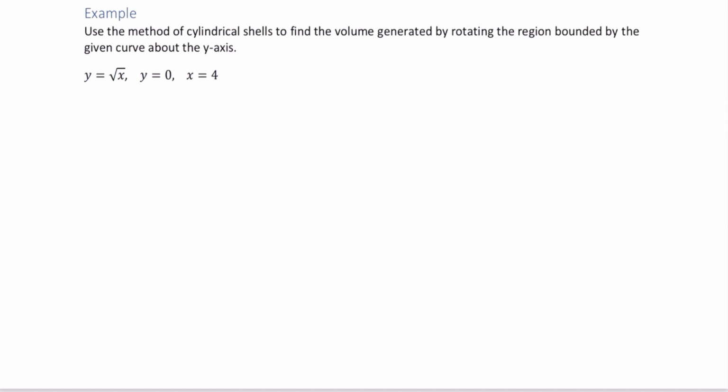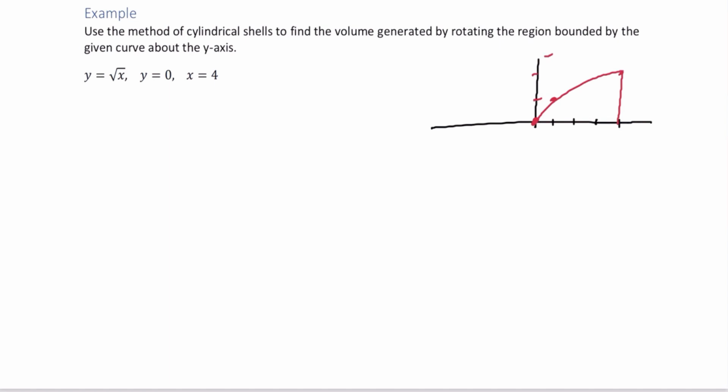Use the method of cylindrical shells to find the volume generated by rotating the region bounded by the given curve about the y-axis. Let's start with a sketch. We know that we're bounded by x equals 4, and we know that the square root of x looks something like this. It's going to go through the origin, (1, 1), and (4, 2).